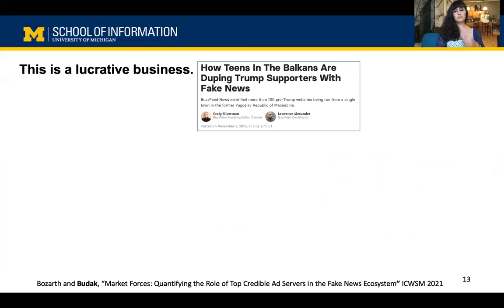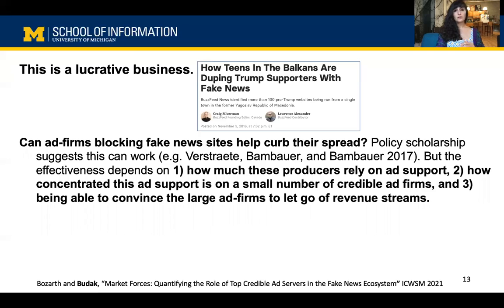Drawing on such examples, many policy and legal scholars have been calling on ad firms to blacklist fake news sites to hurt their bottom line. So the theoretical scholarship is already there, but the empirical scholarship is currently lacking, in that we don't know how much these producers rely on ad support. We don't know how concentrated that ad support is on a small number of credible ad firms that we can reasonably convince to blacklist such sites.